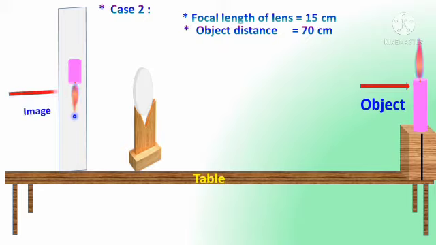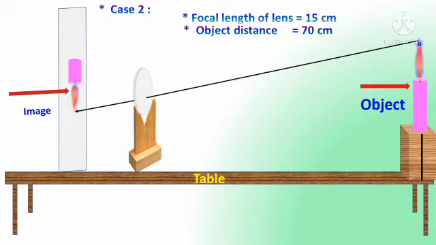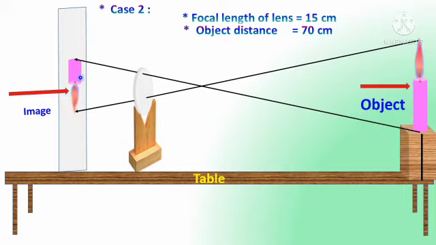Then put the object. Image formation is inverted. What are the characteristics of the image? Inverted, diminished, and real image. Yes children, listen carefully. The tip of the flame here is inverted. Lens 2, we can see that. Then next, object inverted position, image formed.